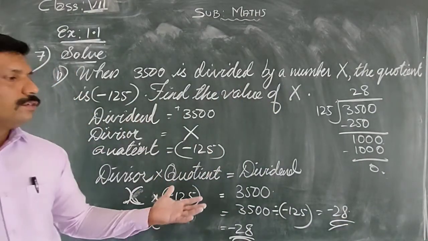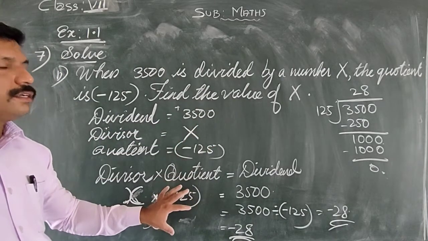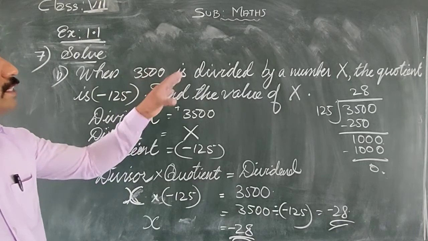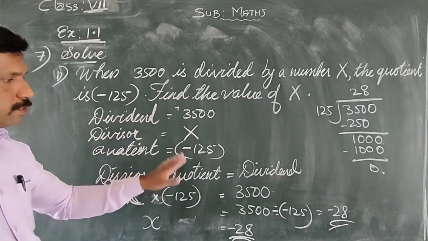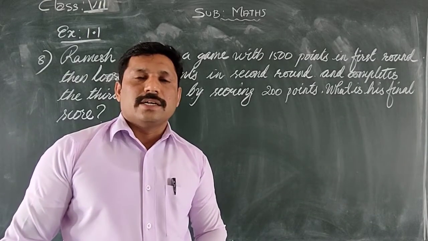This we can solve by the proportion method also. Just like a fraction, we can write this and find out the answer. Or this way: dividend is given, divisor and quotient, everything is given, so by this formula also we can find that. See the next, eighth question.